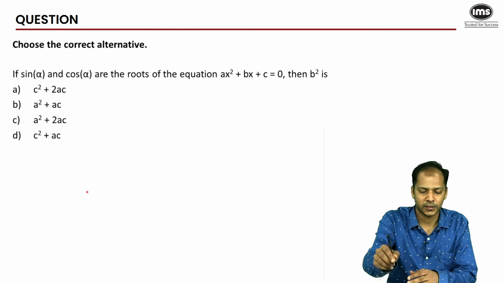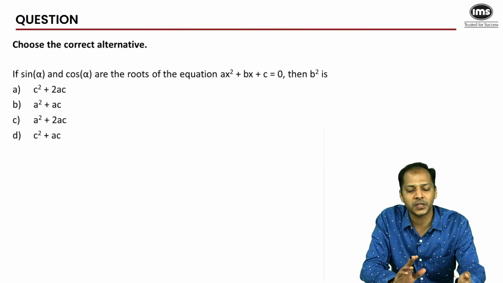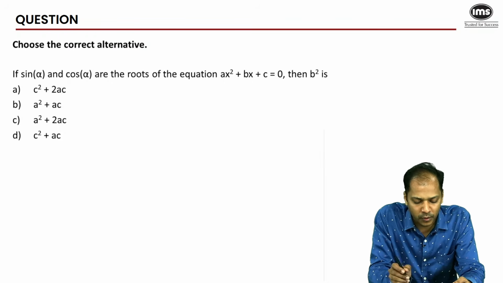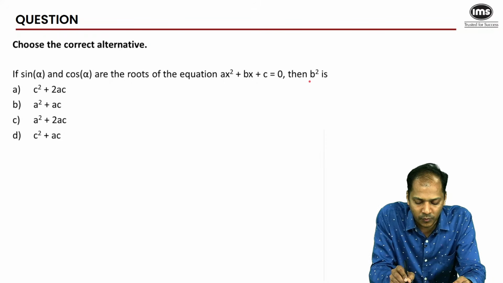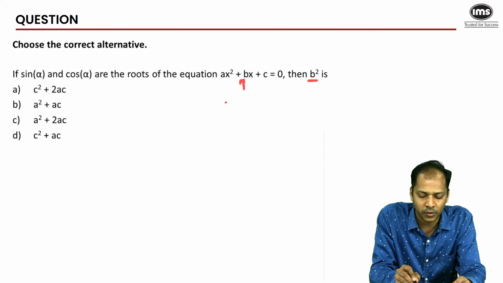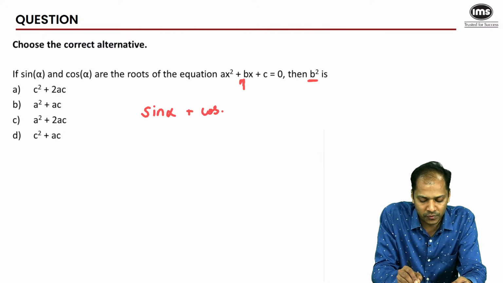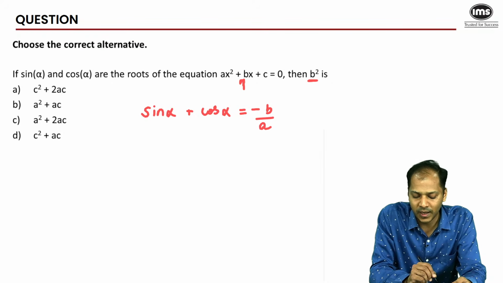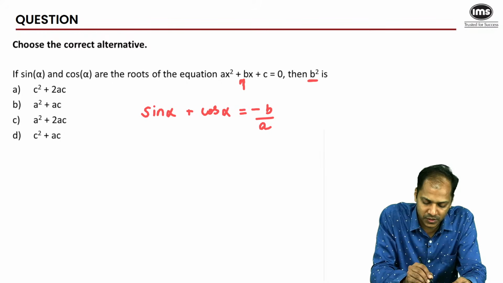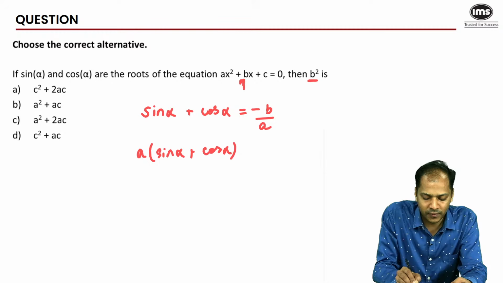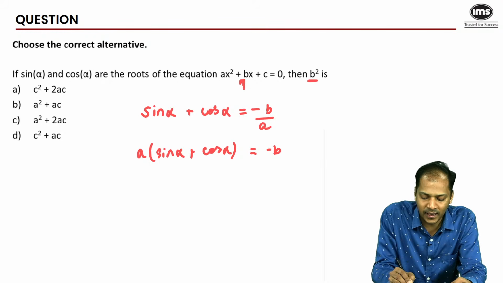All right, I think we've had enough time. The two properties generally useful over here are sine square theta plus cos square theta is equal to 1, and the sum of roots and product of roots, right? Because we've been asked the value of b square. So b is the coefficient of the middle term, right? So we know the sum of roots, sine of alpha plus cos of alpha, will be equal to minus b upon a, and we have been asked what will be the value of b square. So let's first of all take a on the other side. a times sine alpha plus cos alpha is equal to minus b, and then taking square on both the sides.